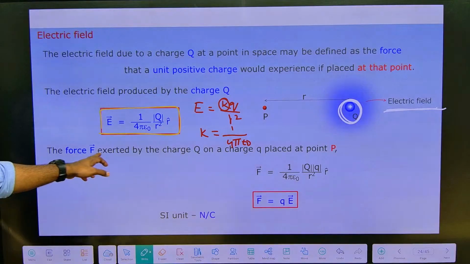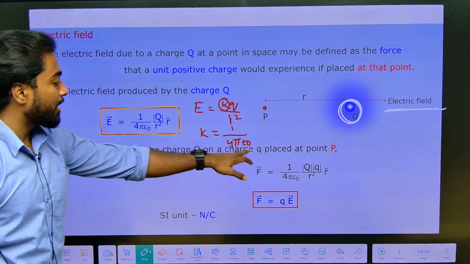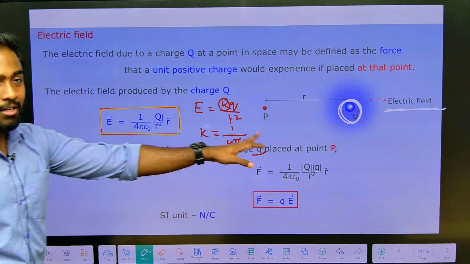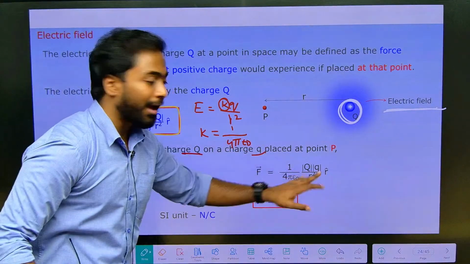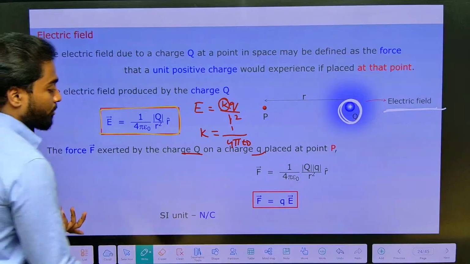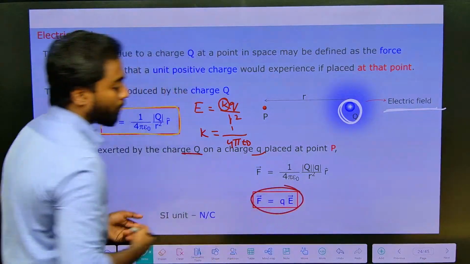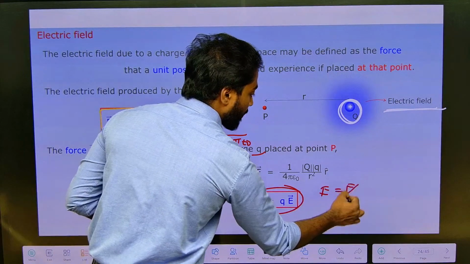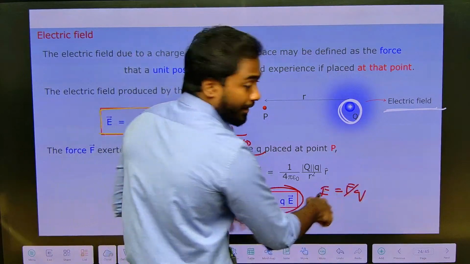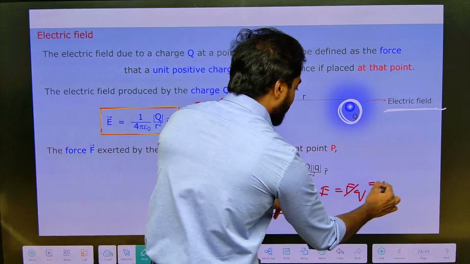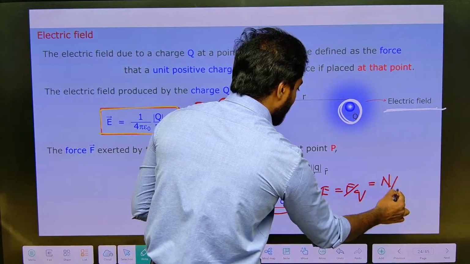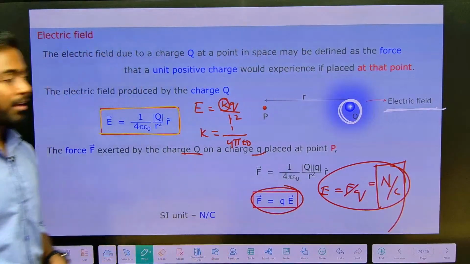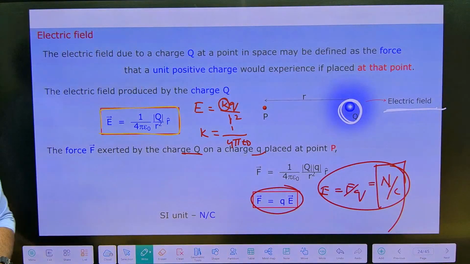The force exerted by the charge Q on a charge q placed at a point is K Q q by R square. So usually we say F equals qE, or E equals F by q. What is the SI unit? Force is in Newton and charge is in Coulomb, so Newton per Coulomb is the SI unit of the electric field, right?